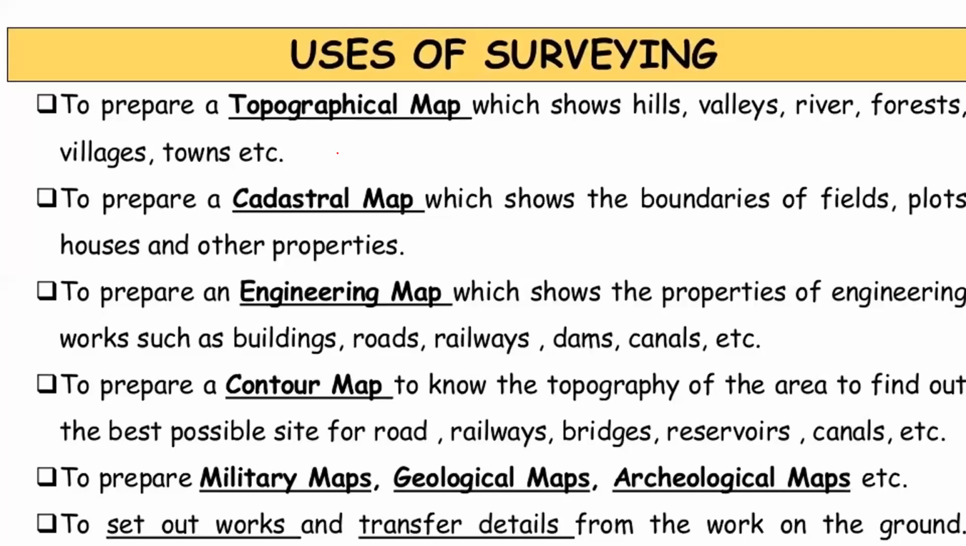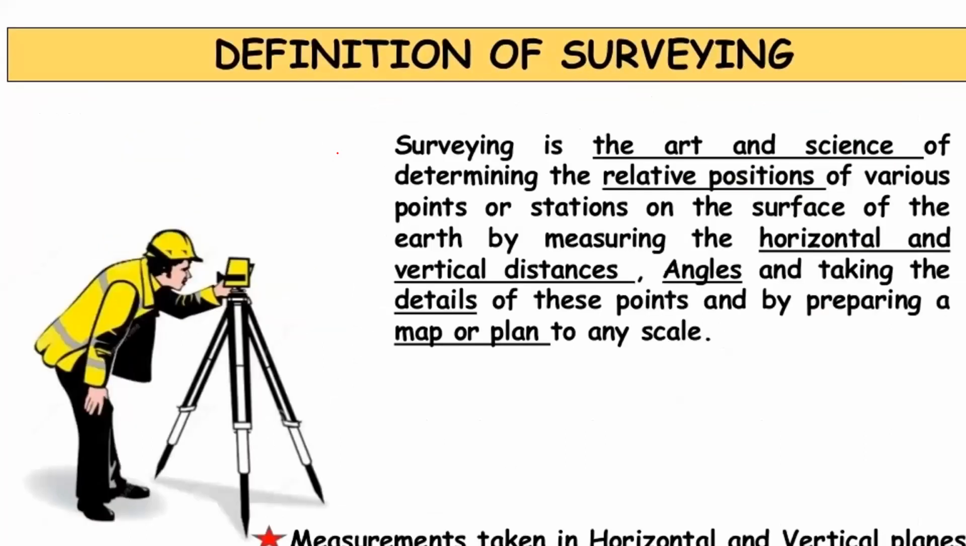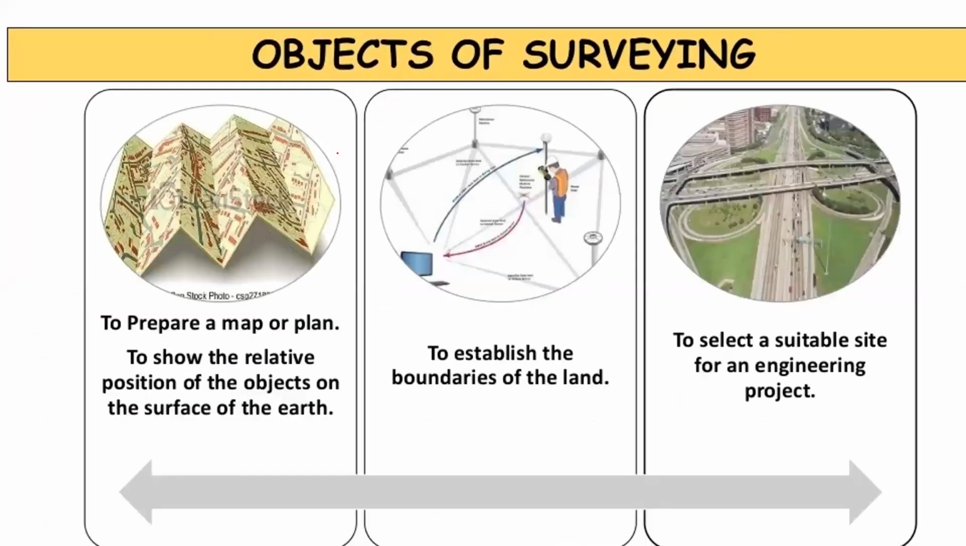And objectives of surveying. With the help of all these data, we can prepare a map or plan, show the relative positions of the objects on the surface of the earth, establish the boundaries of the land, or select a suitable site for an engineering project. All these are the objectives of surveying.